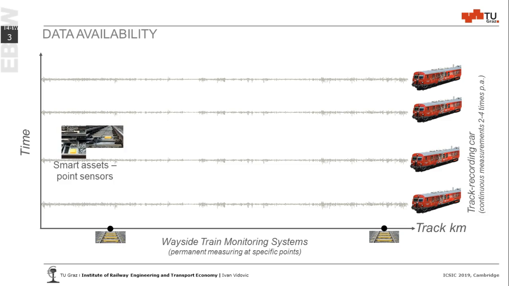And smart sensors have become very popular over the last few years. You can equip nearly every asset with a smart sensor, like a turnout, like a bridge, and they deliver data for each train pass.